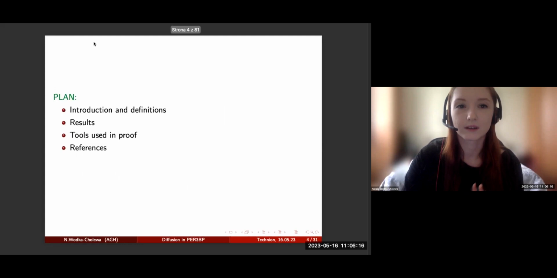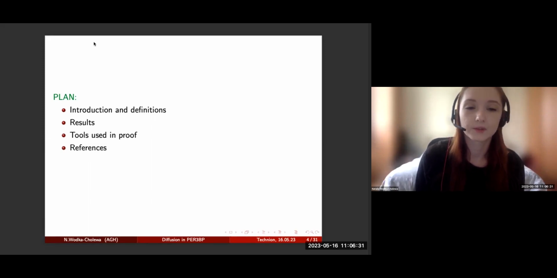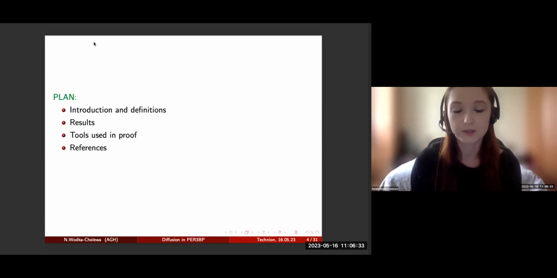Okay, so my plan is as follows. I will make some introduction and put some definitions so you know what I'm talking about. I will state the results from the paper, and I will explain some tools that we used in the proof. I won't do the proof because it's a long story and a lot of technical things, but I will show what we use to do computer-assisted proofs. So it's a numerical kind of stuff, and maybe some references if you are interested in further reading.